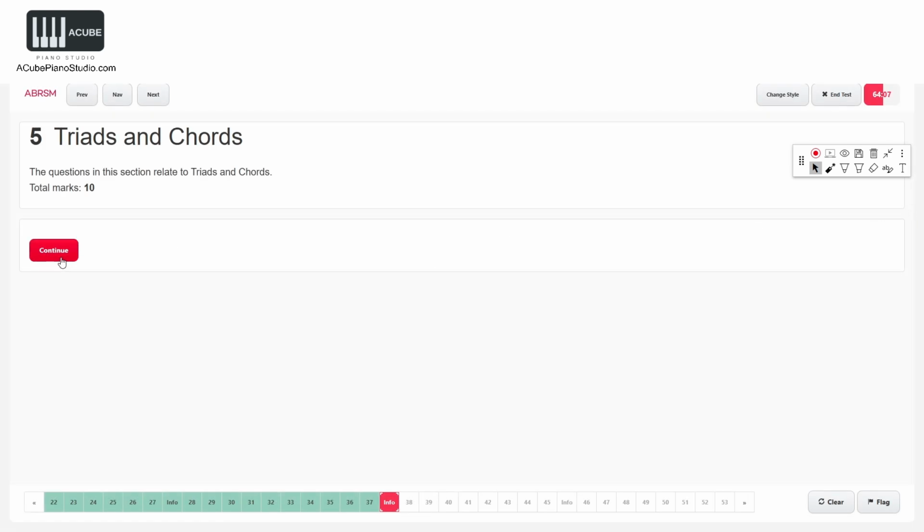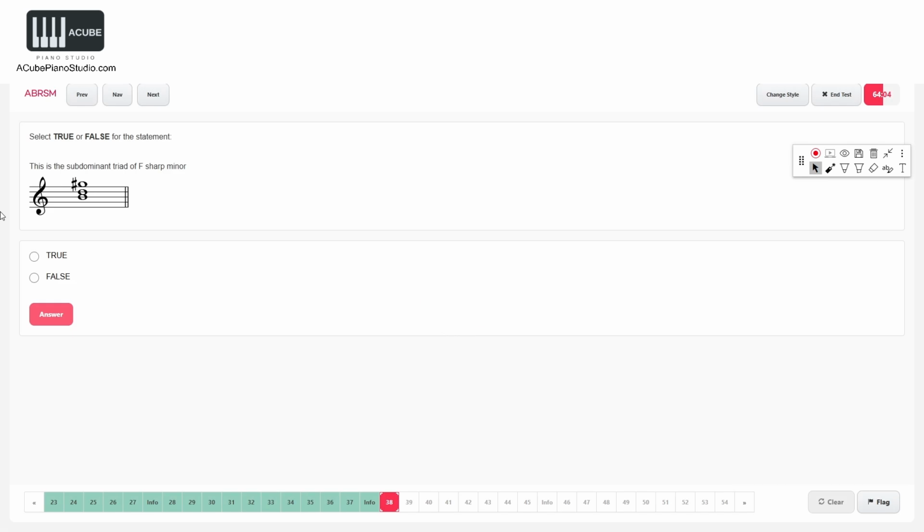Okay, next let's go on to triads and chords. This is the subdominant triad of F sharp minor. Remember, it's very easy for this chords chapter. The triads should be stacked on top of each other, because we are only looking at triads. One look at this, this is wrong. So the answer is false.